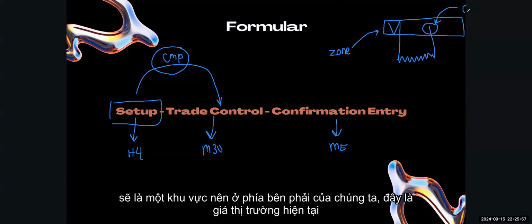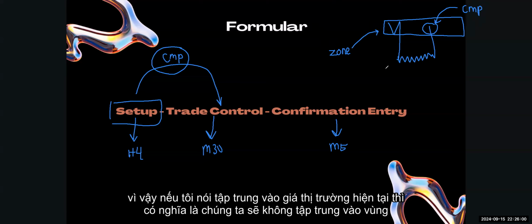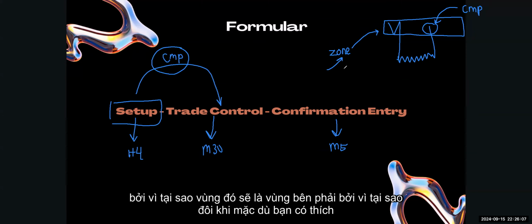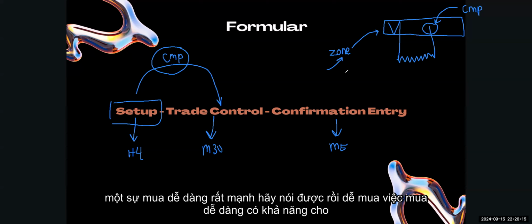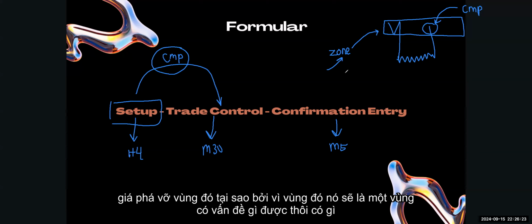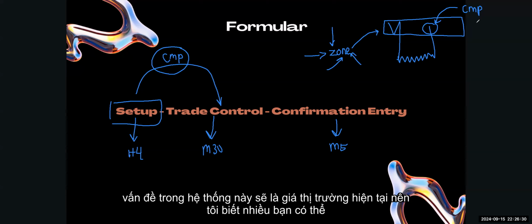is the current market price. So if I say focus on the current market price, it means we are not going to focus on the zone. Why? Zone is just going to be zone, right? Sometimes, even though you have a very, very strong EG buy, let's just say, the EG buy has the possibility for the price to break that zone. Why? Because the zone is just going to be a zone. What matters in this system is going to be the current market price.